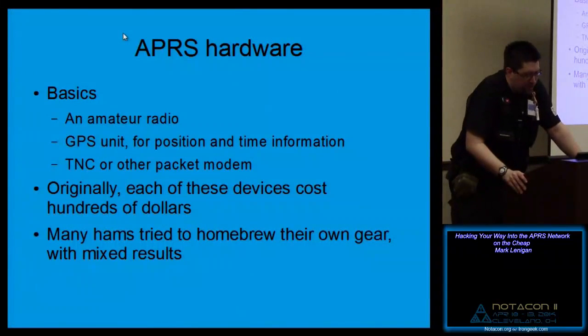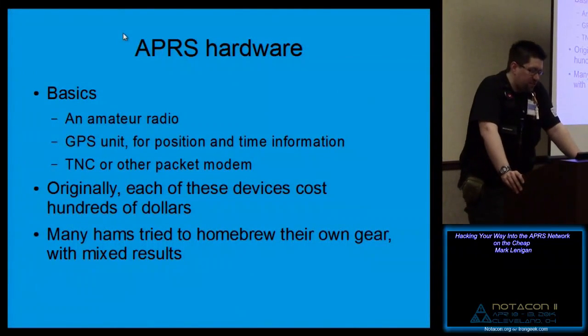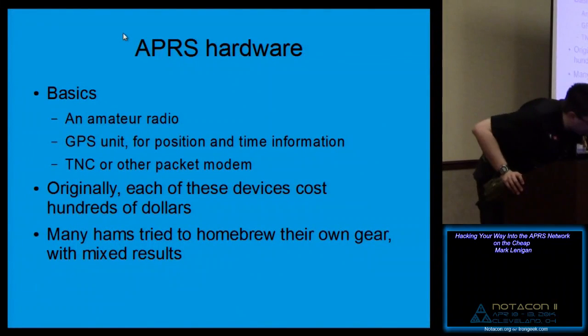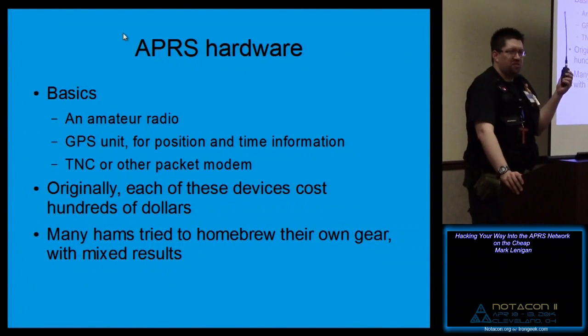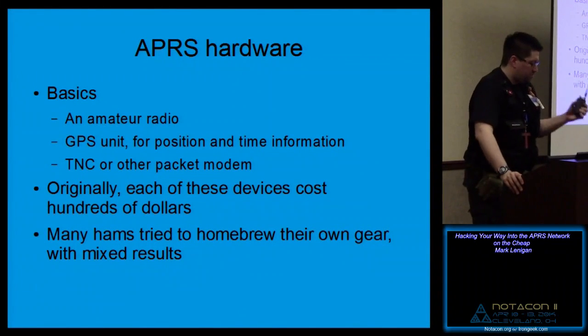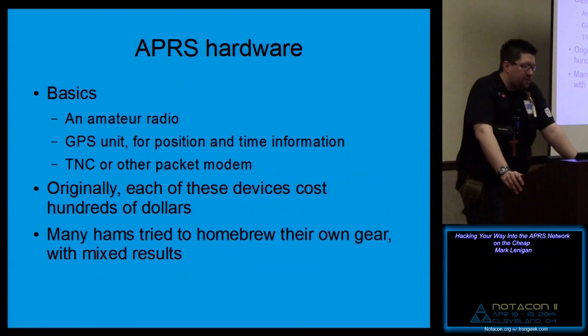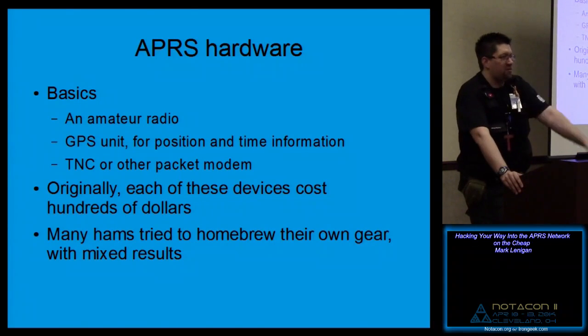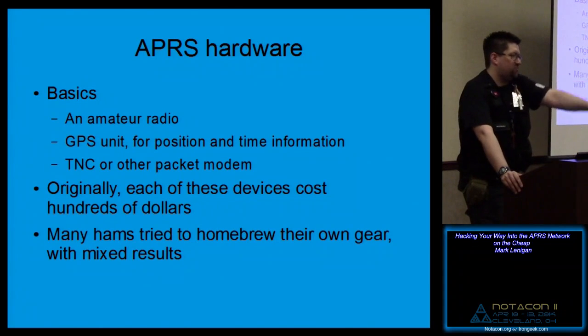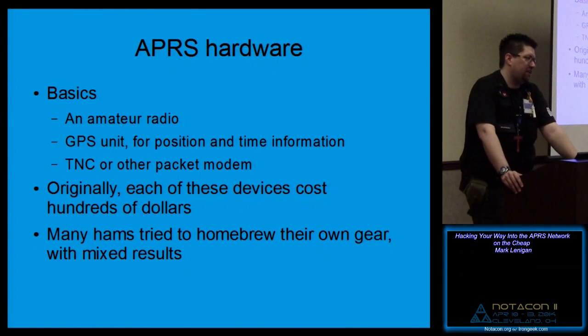On to hardware. The basics of an APRS setup is an amateur radio, a handheld like this one, or there's mobile, we'll be setting up probably an HF rig or all-band rig here sooner or later. A GPS unit for position and time information, and a TNC, that's a terminal node controller, or a packet modem. And this is a RigBlaster. So when we talk about a TNC, that's what we're talking about. There are other ones, they're all kind of about that size.